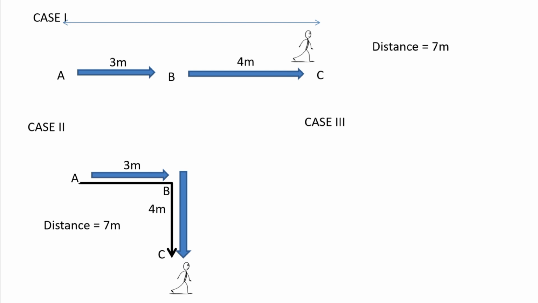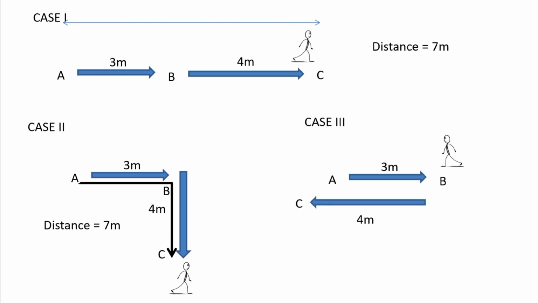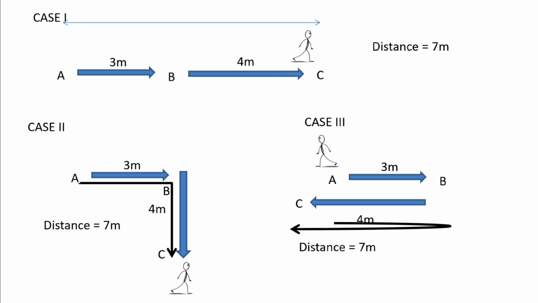Let us take a third example. A person moves from point A to B for 3 meter and from point B to C for 4 meter in the opposite direction. But still, the distance covered by the person is 7 meter. So from these three examples, we can say that distance does not depend on the direction of motion.